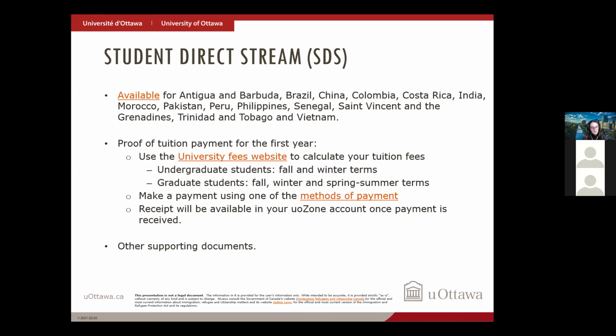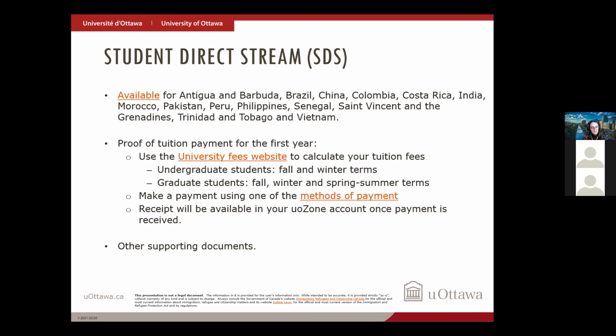So you go on there and then you select your program. If you're an undergrad student, you want to select the fall and winter terms. If you're a grad student, you want to select fall, winter, and spring, summer, unless the spring, summer is a scheduled break for your program. And then that'll give you an estimate of your tuition fees. And then you'll be able to make a payment using one of the accepted methods of payment. You'll have to wait a few days because with international wire transfers, it can take a few days to actually appear in your account. And then once it is there, you'll be able to get a receipt from your UOZone account.